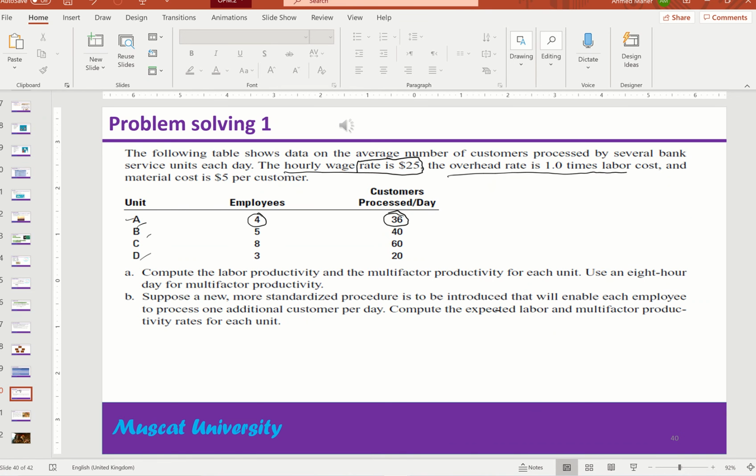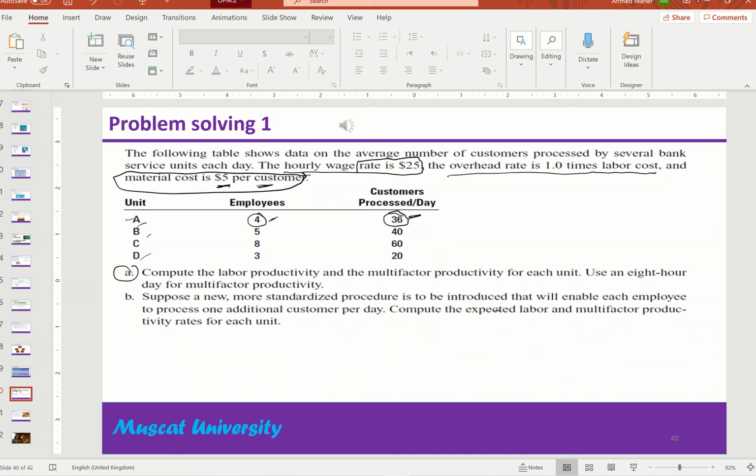Overhead is one-time labor cost. So whatever the labor cost is, this is one by. If I say twice, two by. Third time the labor cost, three by, and so on. Material costs are $5 per customer. So each of these costs us $5, so total 5 by this number, 36.